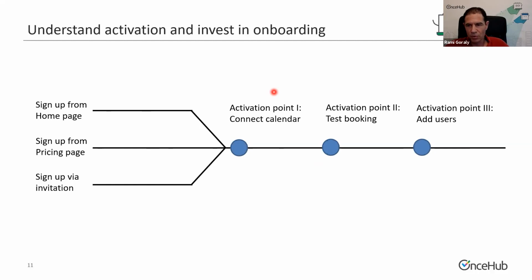So it is very important to understand the activation flows. What are the points that users need to do in order to use your product? Maybe in online scheduling, they need to connect the calendar and do a test booking. And maybe they need to add users if it's an application that there is collaborative work between the users.